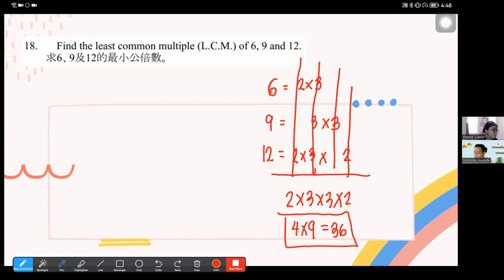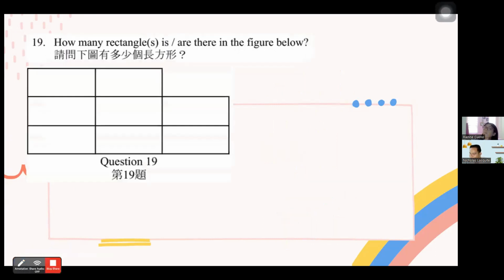Okay, go to number 19. How many rectangles are there in the figure below?